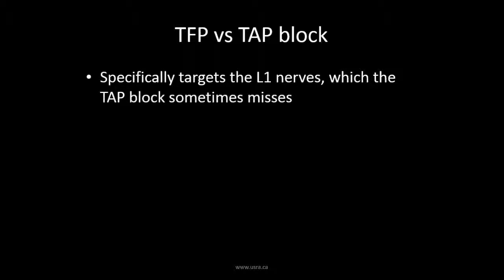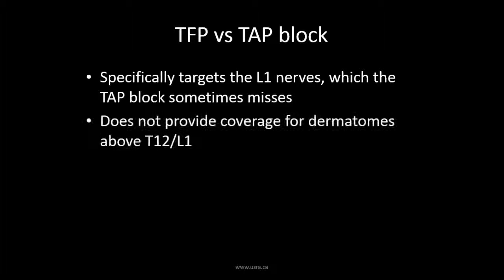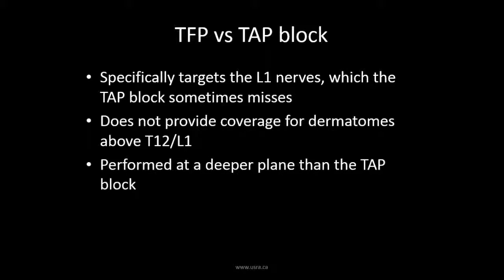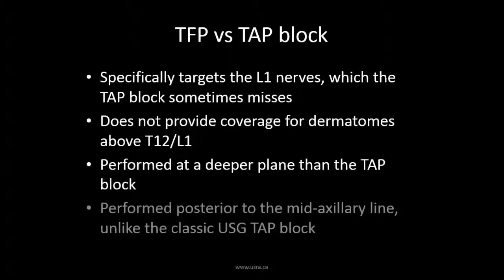The TFP block is designed to block the L1 nerve branches, which the TAP block does not reliably cover. It does not, however, cover the dermatomes above L1 and T12. Local anesthetic is injected into a deeper tissue plane, the plane deep to transversus abdominis rather than superficial to it. The site of injection is also posterior to the mid-axillary line, unlike the classic ultrasound-guided TAP block.